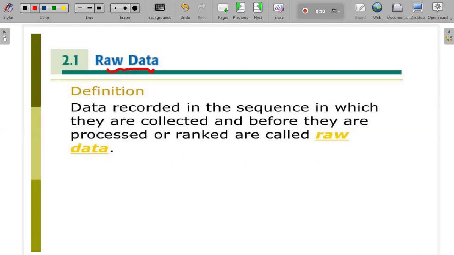this raw data is just the data recorded in the sequence in which they are collected. So you just collect the raw data. You don't have to organize it. You don't have to do anything with it. Just that data that is collected in the sequence, in the way it is, without any modifications to the data. That's what we refer to as what? Raw data. So before it's processed or ranked, or before we do anything to this data, that's what we call raw data. So that's the definition of the raw data.